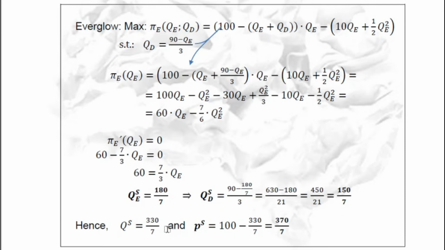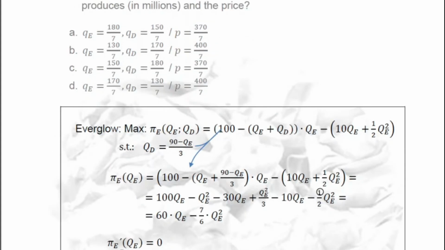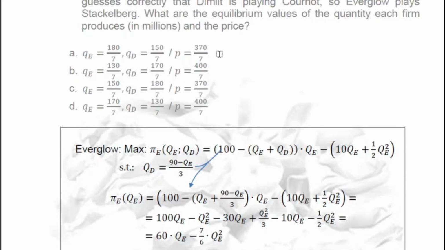Hence, together they produce 330 divided by 7, and for the price, going to the inverse demand, 100 minus this quantity, so 370 divided by 7. So the correct one was A.